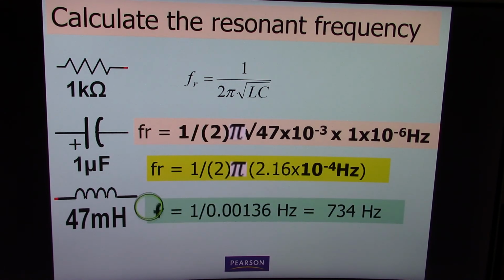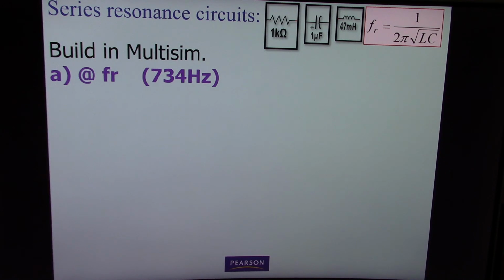And so the resonance frequency is 734 hertz. Just make sure you realize this unit is wrong. When I upload the PowerPoint, I'll make that correction. So what I'm asking is to build this circuit in Multisim. I will build this circuit in another video because I need to get closer to the computer. I can't right now from where I'm recording this.